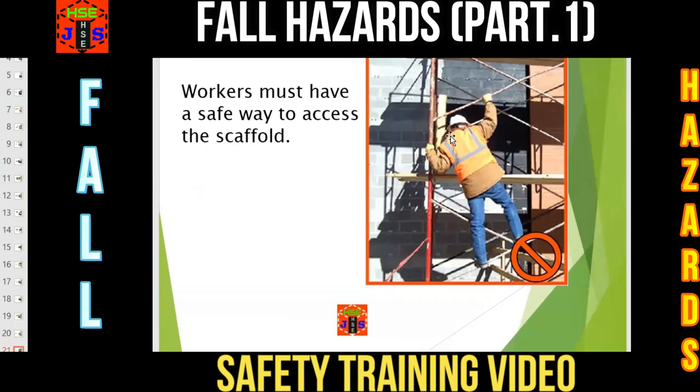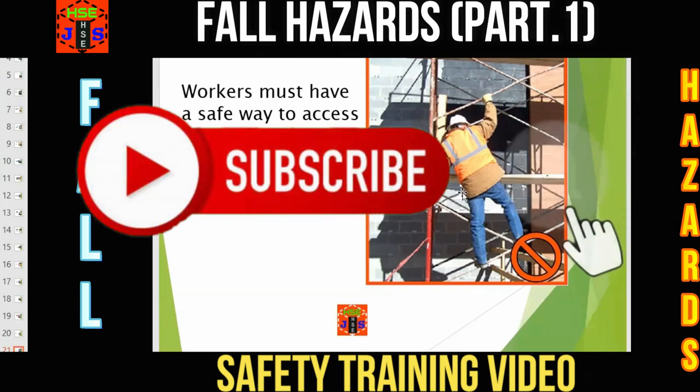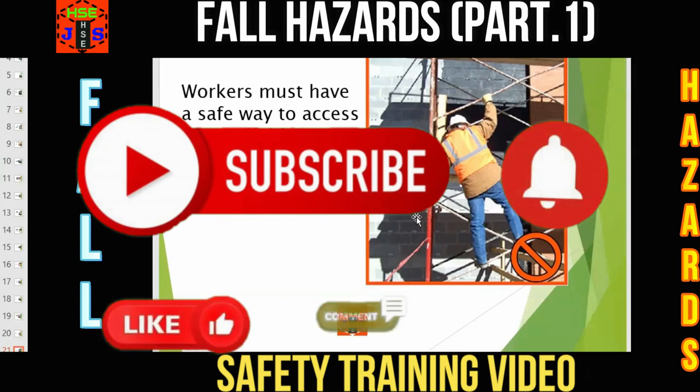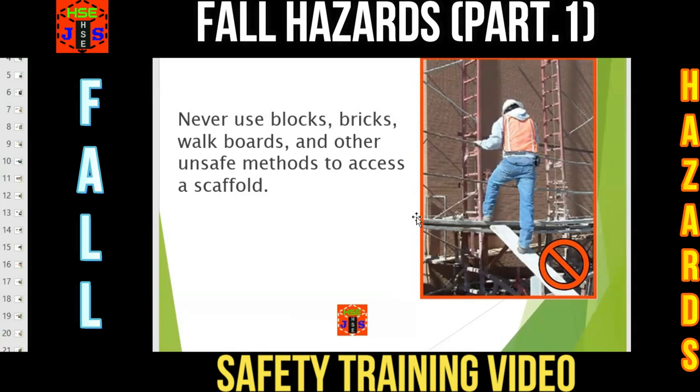Once the workers are climbing the scaffold, there should be a safe way to access the scaffold. Have a look. This gentleman is going to make access to the platform. There is no ladder. There is no access provided. This practice is unacceptable, unsafe, and such practices lead to potential workplace accidents. Another example of bad behavior and unsafe working.